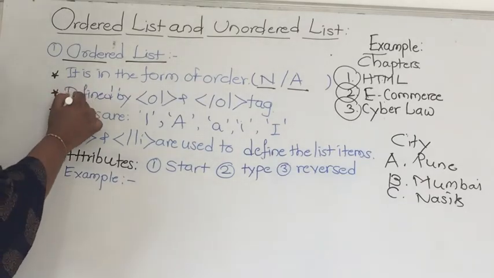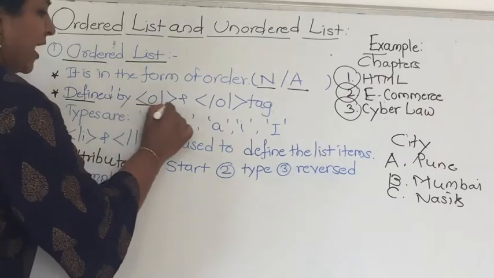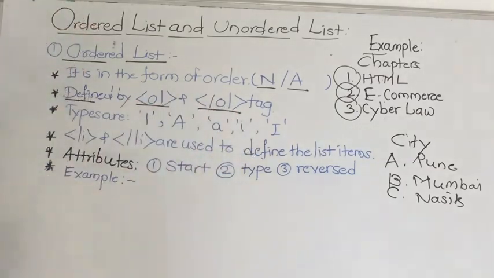Now this ordered list is defined by the tag OL and /OL. OL stands for ordered list and /OL stands for the closing tag for ordered list.